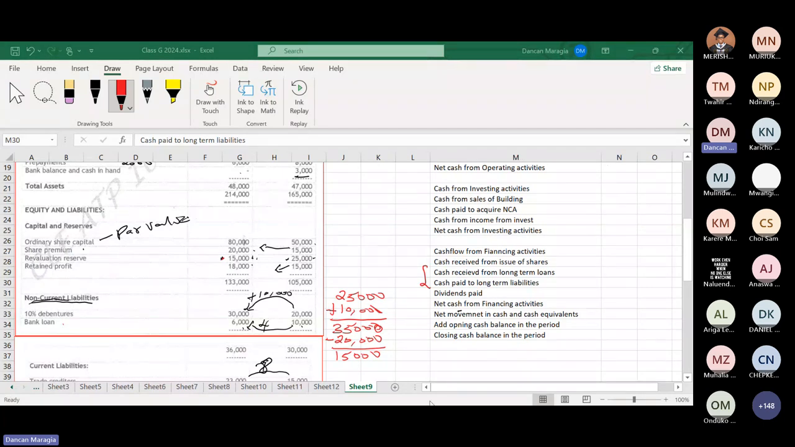Was it Nicholas? Yes, Nicholas. So for 10% debentures, the debentures have increased by 10 million, Mwalimu. So we add them because we say here, it's a liability. Good. So cash received from 10% debentures: 10 million.